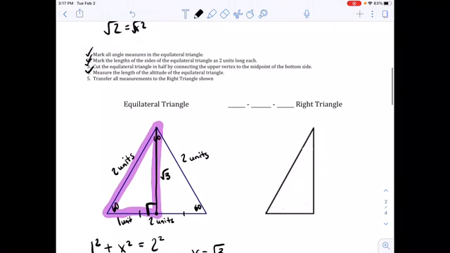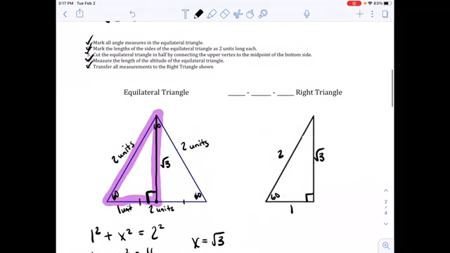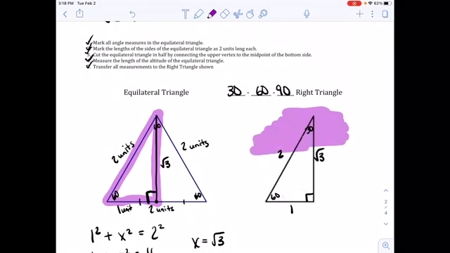And then same as last time, we will transfer our measurements over to our right triangle shown. So we have 2 units, we have root 3 units, we have 1 unit, we have our 90, our 60, and the last thing is we need to figure out this last angle, which is 30 degrees. And this is called a 30, 60, 90 special right triangle. And we will also use this a whole bunch, so keep that in mind.